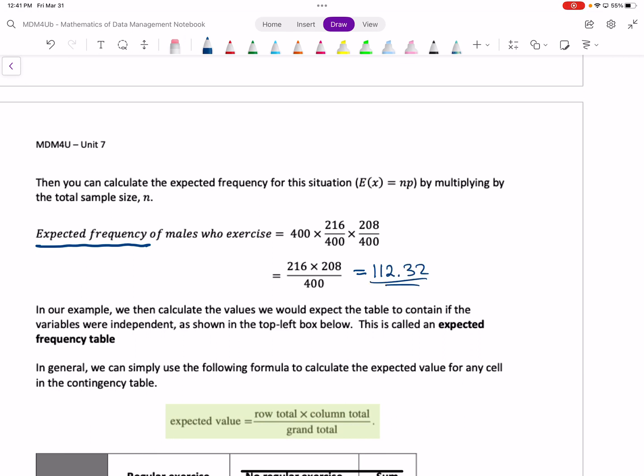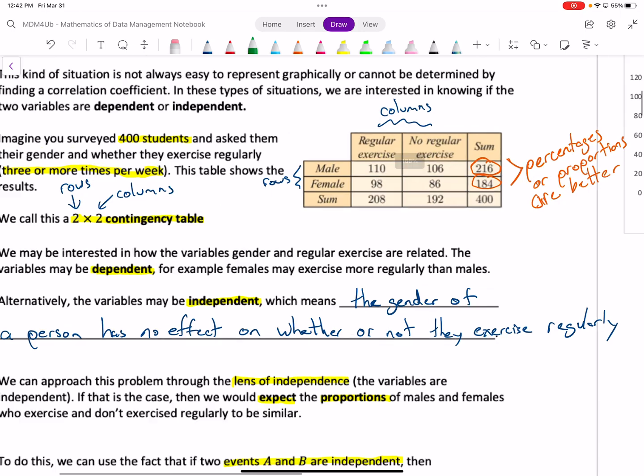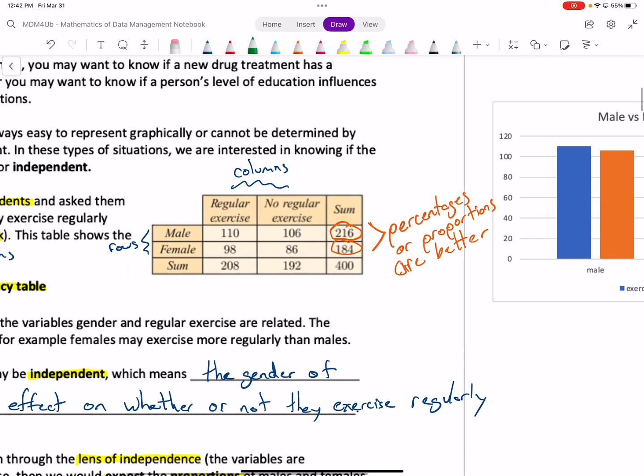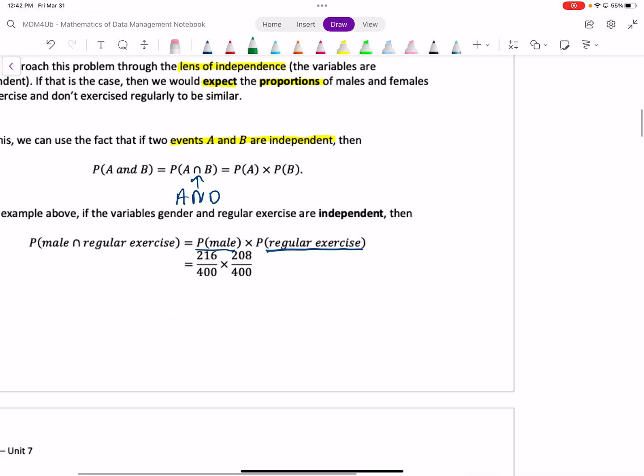112.32. This, like everything else, your calculator is going to do for you. So if I just take that number, 112.32, and I go back up, and I compare it to what was observed, there were 110 males who regularly exercised. Is 112.32 close to that? Yeah, it's pretty close. It's not exact, but it's pretty close. It's as one would expect if there's no relationship between gender and exercise.